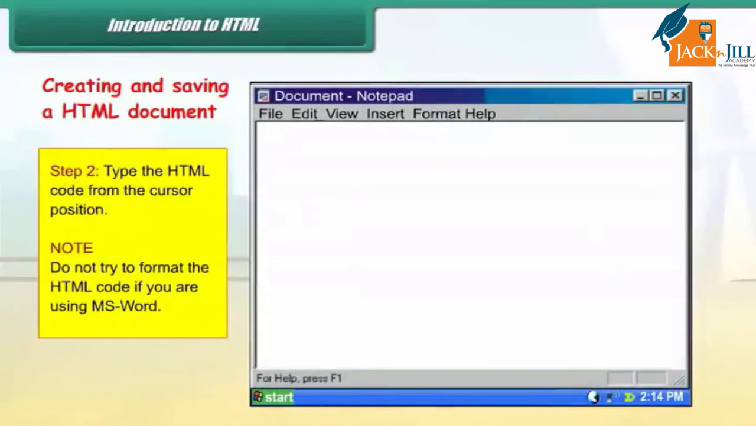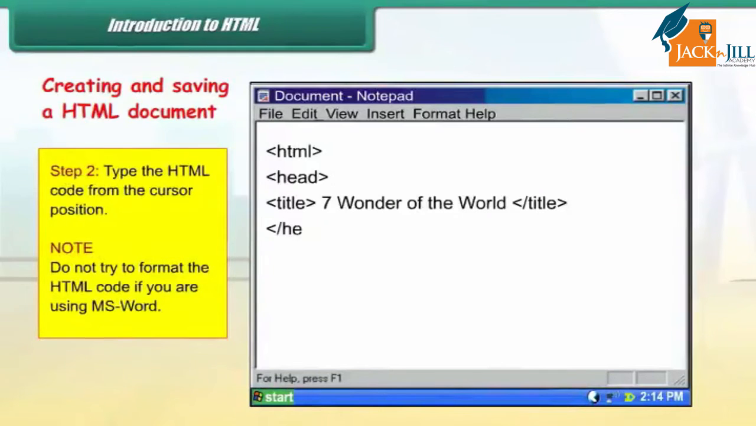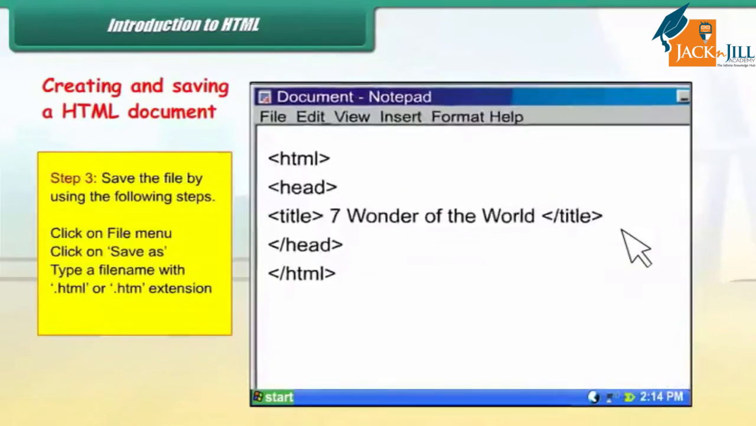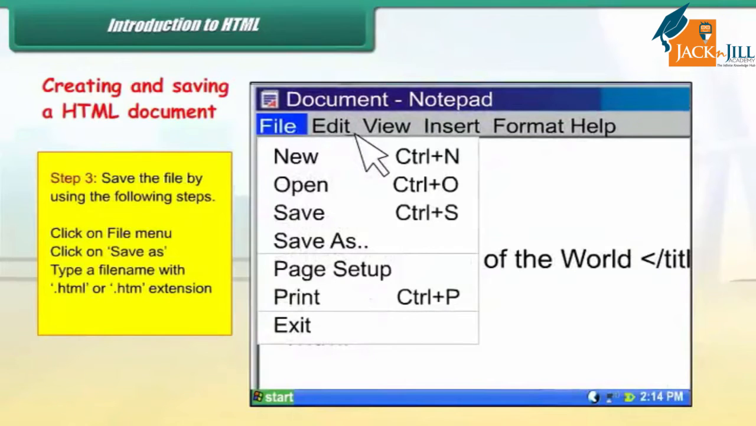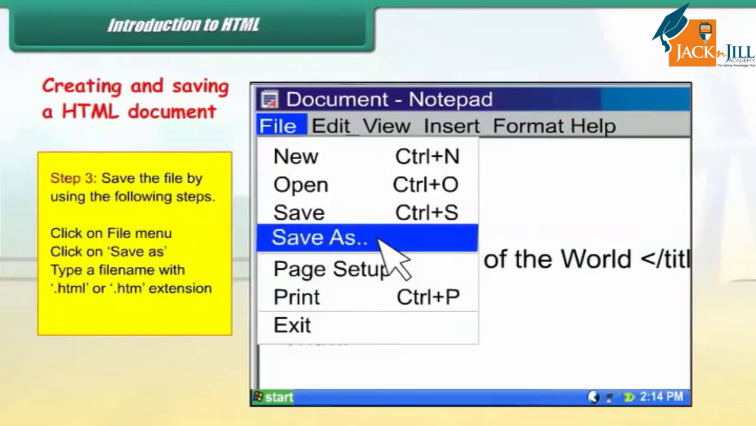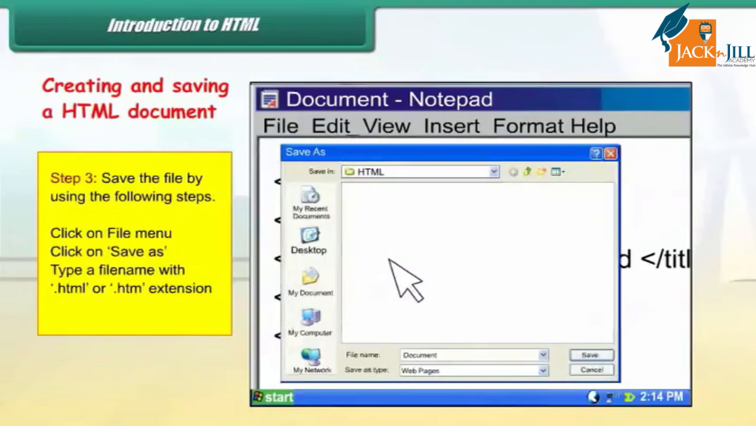Step 2. Type the HTML code from the cursor position. Note: do not try to format the HTML code if you are using MS Word. Step 3. Save the file by using the following steps. Click on File menu. Click on Save As. Type a file name with .html or .htm extension.